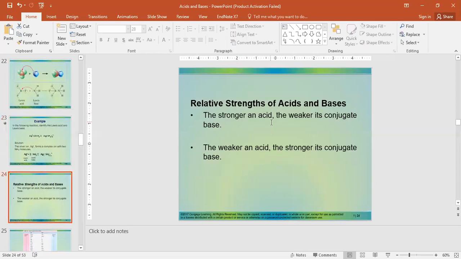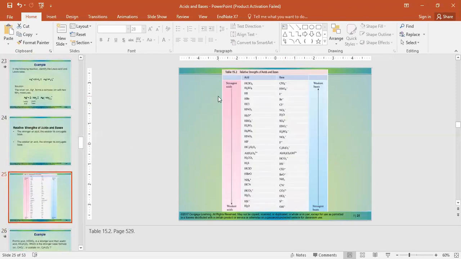So for the relative strength of acids and bases, we say that if an acid is stronger, then its conjugate base is going to be weak, and vice versa. And we can have a chart here. This is hypochlorous acid, and this is a chlorate ion. So one is an acid, the other one is a base. You can see this is a strong acid, so the base is going to be very weak. So there is an inverse proportion between these two. And let me give examples here.